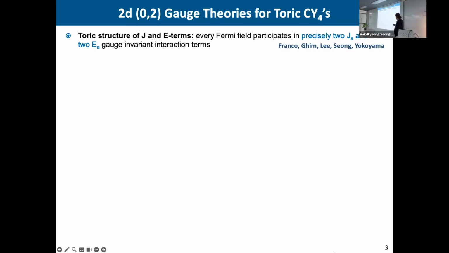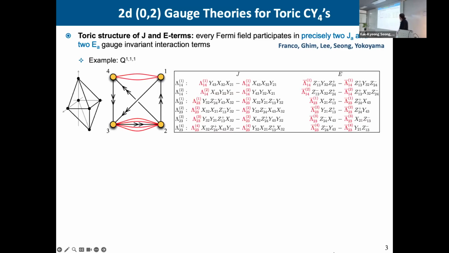And one of the things that I mentioned is that there's some toric structure of the J and E terms, in the sense that every Fermi participates in two J and two E gauge invariant interactions, if you want to make them look like a superpotential, right? So I gave you this example yesterday.